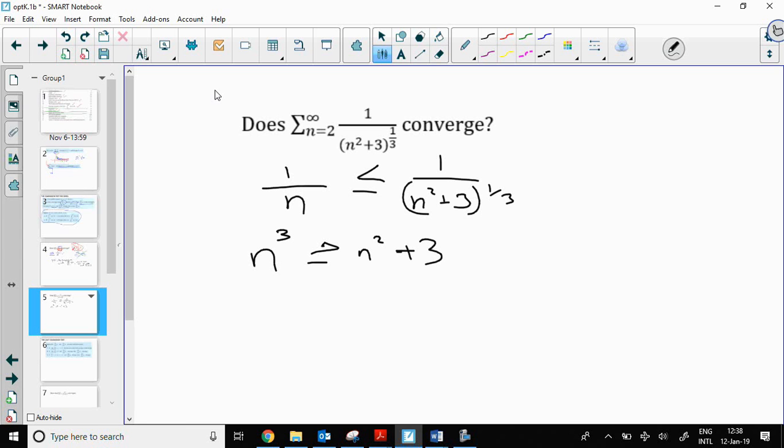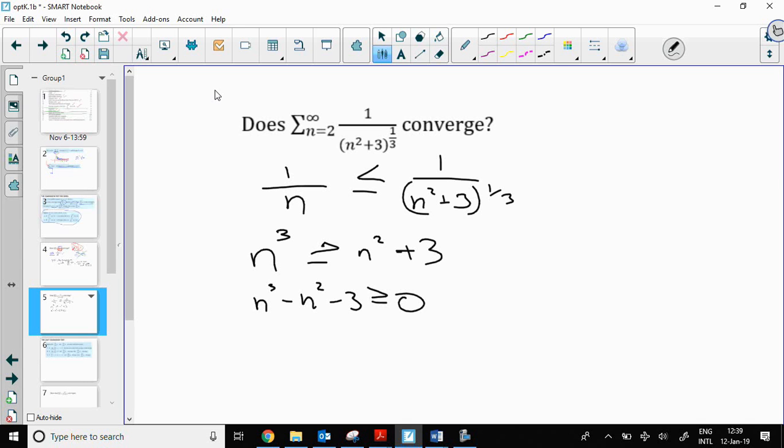And then we can kind of shift everything over to one side. So we got n cubed minus n squared minus 3 has to be greater than or equal to 0. And how can we show that that's going to be true? It's not obvious that it's always true. Certainly for large numbers, it will be.